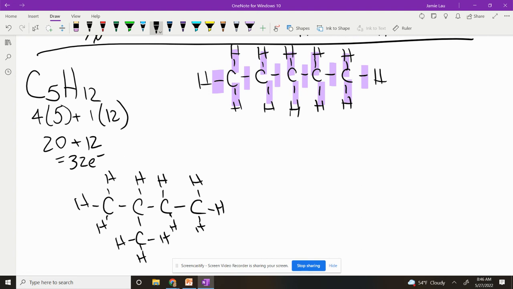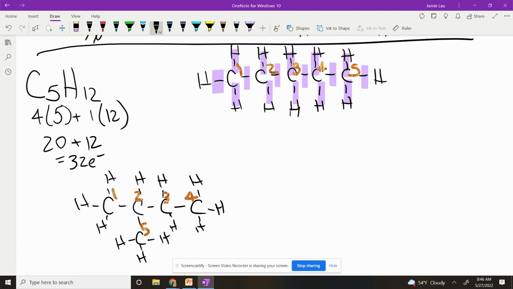Again, if you count it out, this also has 32 electrons. But here I have carbon 1 going to 2, going to 3, going to 4, going to 5. Here I have 1 to 2 to 3, 4, with 2 coming off to 5.